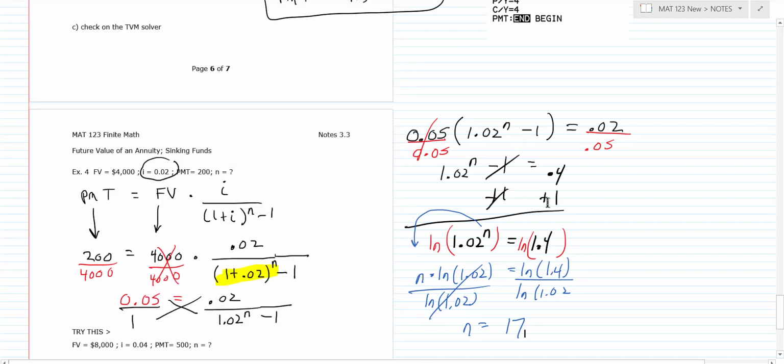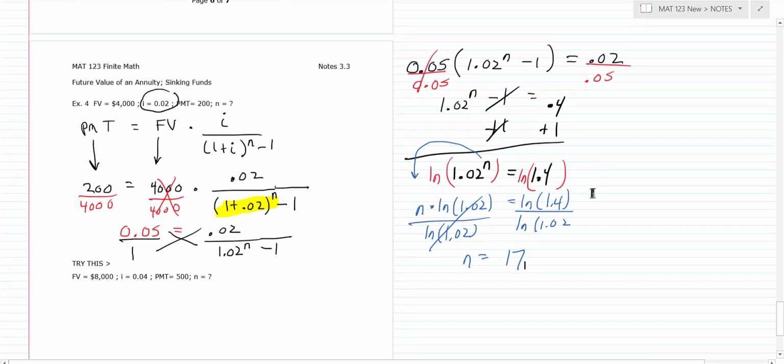A lot of these things I want to show you kind of by hand. You won't see anything like this on your final or on your test. Mainly what you're going to do is the TVM, the little bit more straightforward things, instead of these types of things.